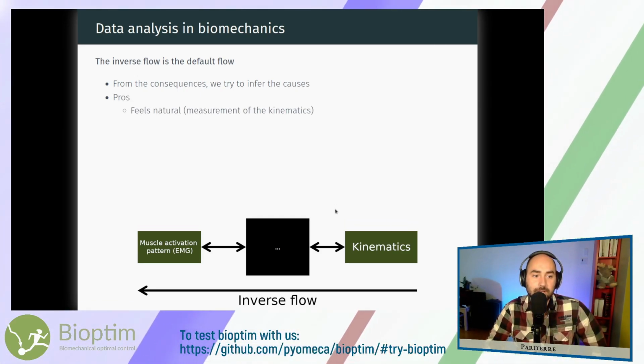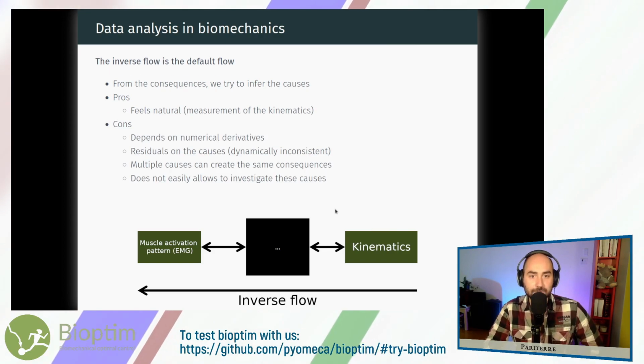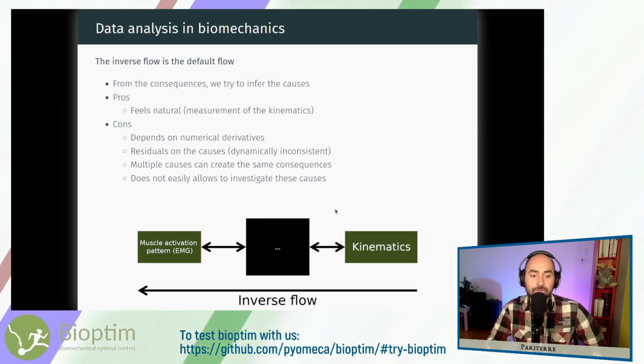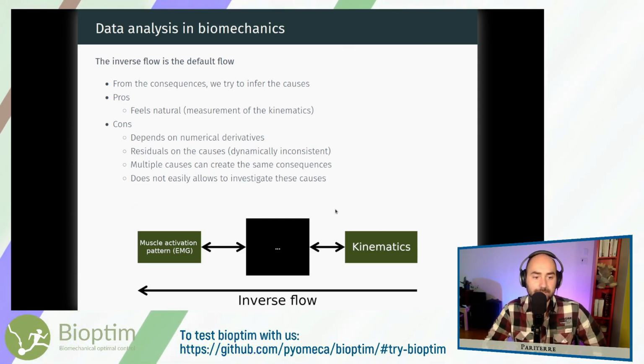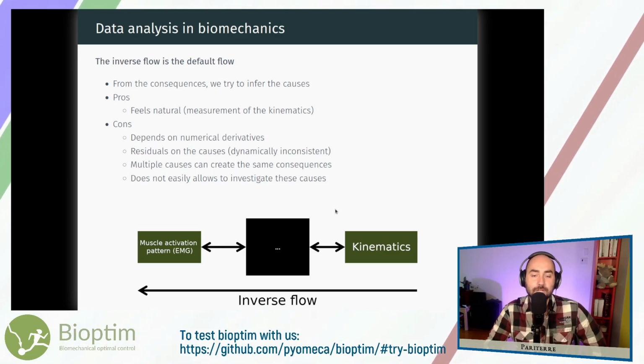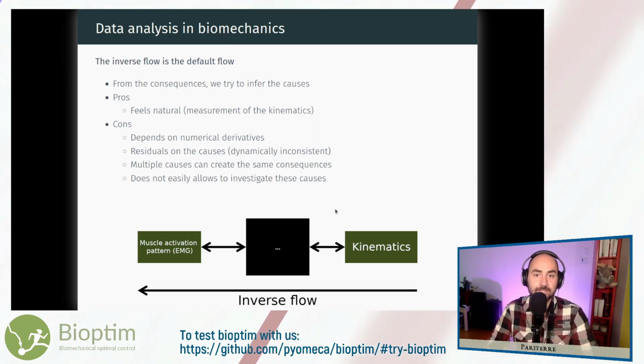The main thing is going from the measurement, it feels natural to go that way. Unfortunately, it depends highly on numerical derivatives. There are usually residuals, so it's dynamically not sound, or inconsistent. And obviously there are sometimes multiple causes that can create one kinematics. So we have to use optimization backward, and we have to know the criteria that are minimized in order to find which cause is the right one, which is hard to do. And it does not easily allow us to investigate these causes.